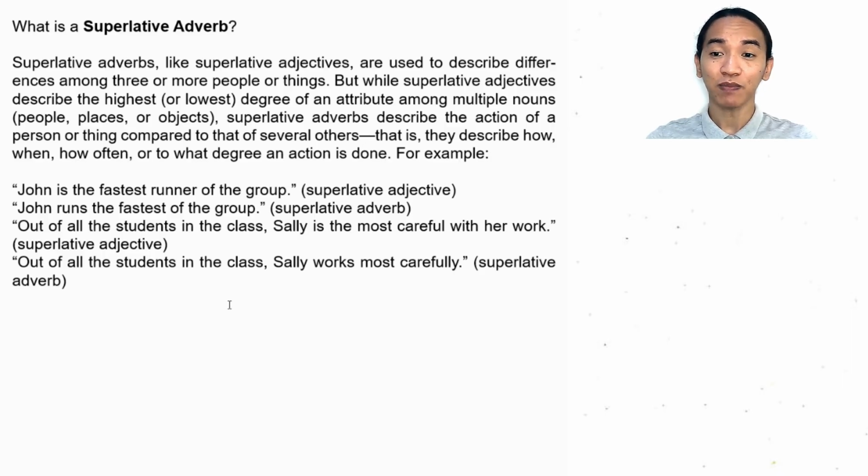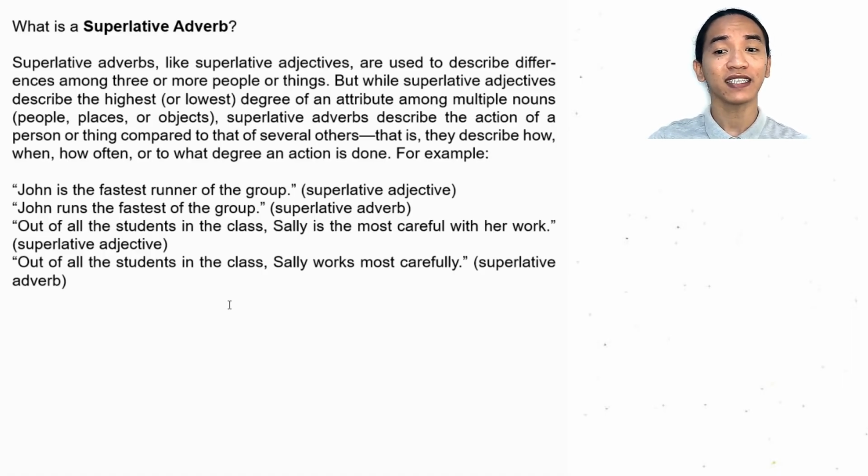So, superlative adverbs, just like your adjectives, are used to describe differences among three or more people or things. But while superlative adjectives describe the highest degree of an attribute among multiple nouns, superlative adverbs describe, of course, the action of a person. So remember, our adverbs always talk about your actions. So therefore, superlative describes the degree of the action.